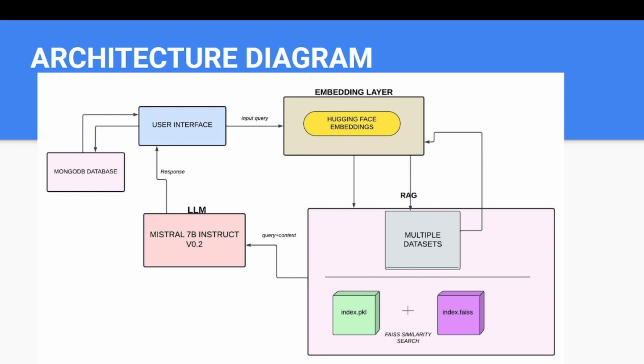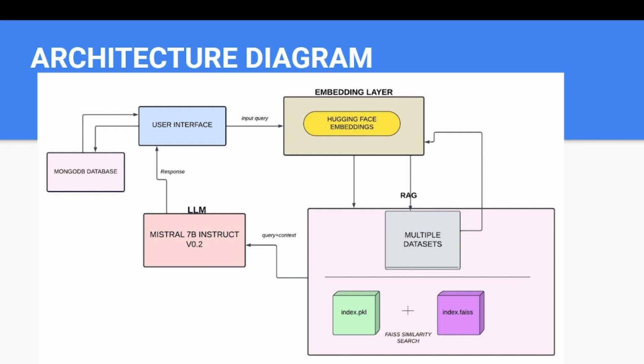And then this query goes to the RAG system where we have the data set stored in index.pickle and index.faiss files. So in the very beginning, we have taken 6 different data sets, passed them through a recursive character splitter to divide them into multiple chunks. And these chunks have been passed to the Hugging Face embeddings, which uses the all MPNet base v2 model and converts these data sets into vectors.